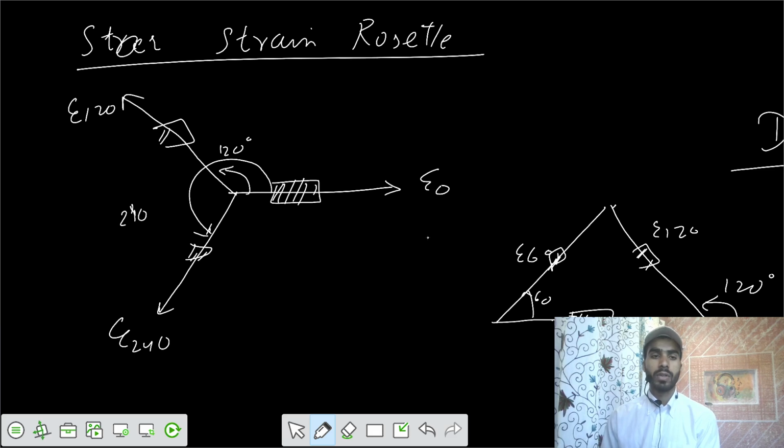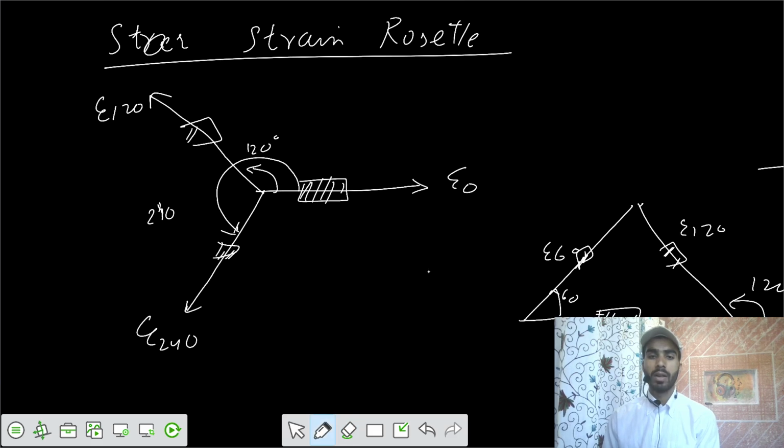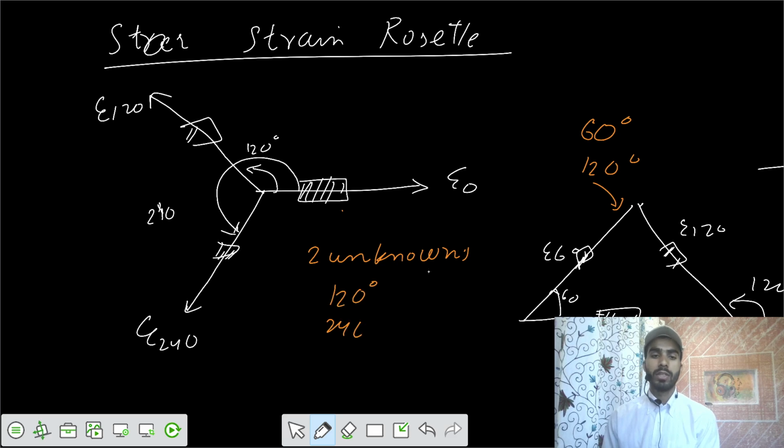So this is our third strain gauge, and accordingly you can write the equations. We have two unknowns. Similarly, we have here also two unknowns. Only the angle changes here. With respect to the delta, firstly that angle was 60 degrees, and next one was 120. Here the angles are 120 degrees and 240 degrees. Accordingly, you have to use those equations. Two unknowns are your E90 and gamma xy.